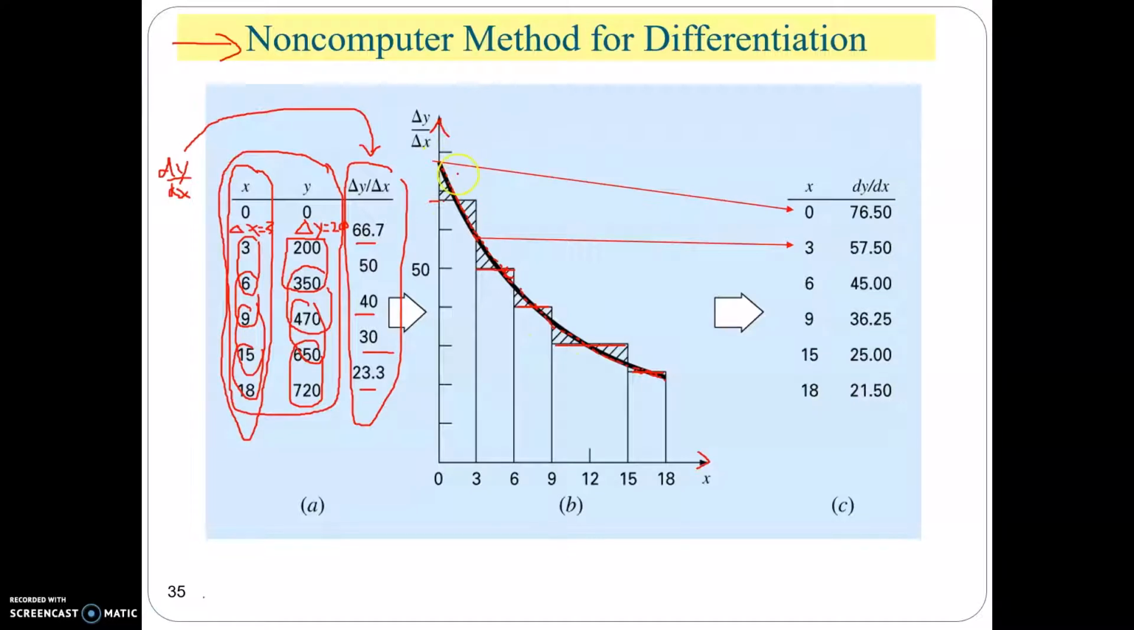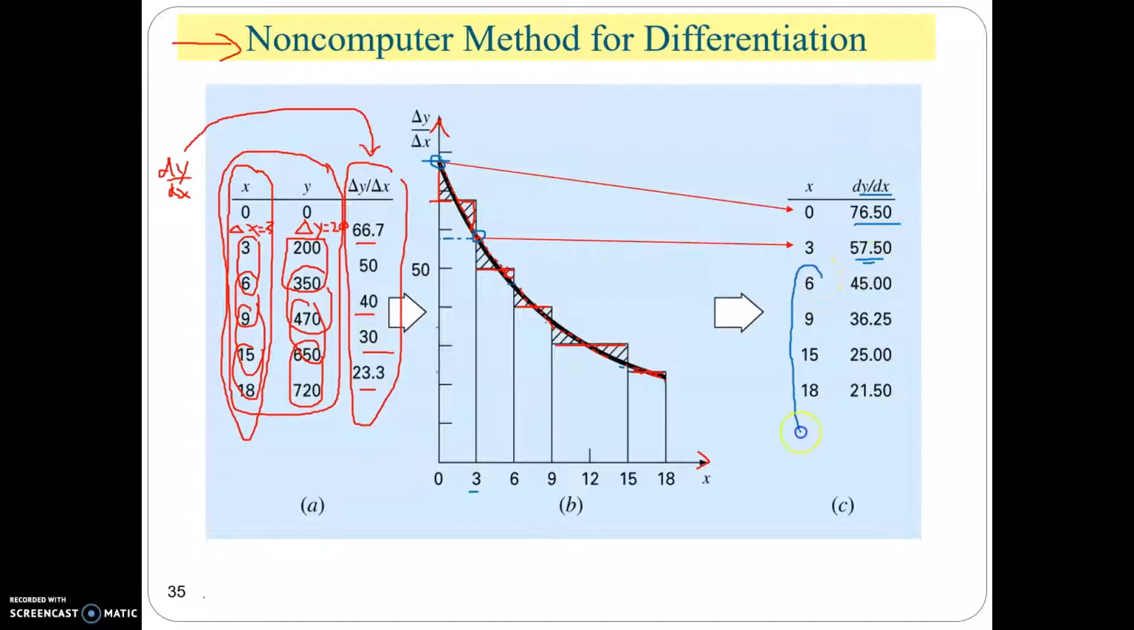This curve is plotted by carefully balancing the area for each bar here. Then from this curve, you can obtain the dy over dx result at these 6 points. So these are the results for the first 2 points. You have dy over dx approximate to delta y over delta x here, which is equal to 76.5. For the next point at x equal to 3 here, from the graph you read around 57.5. Therefore, your dy over dx is approximate to delta y over delta x here. Then you should obtain this answer.